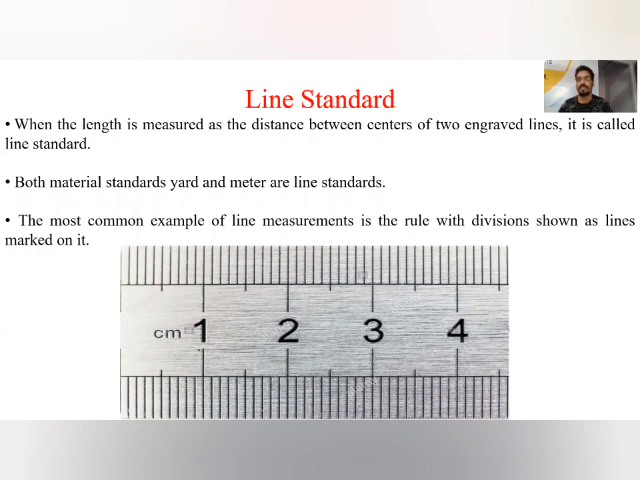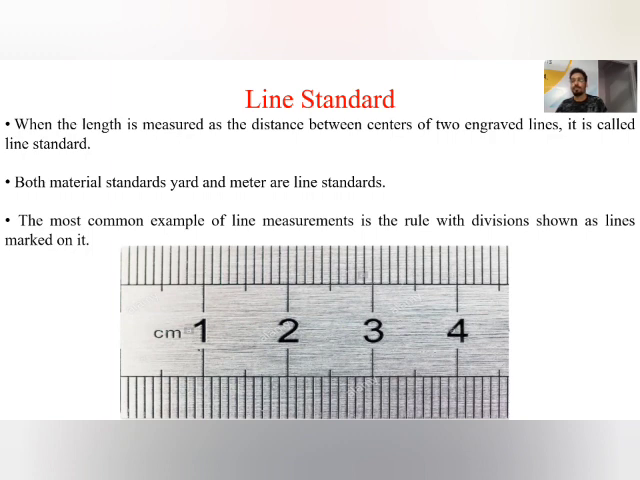If we recall our previous lecture, I explained the standard meter. One meter is defined as the distance between two parallel lines engraved on a platinum iridium alloy rod, and the distance between these two parallel lines is considered to be 1 meter. So what is line standard? When length is measured as the distance between the centers of two engraved lines, it is called line standard. So both material standards, yard and meter, are line standards.